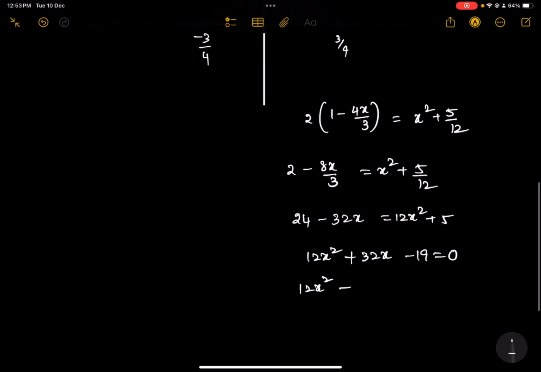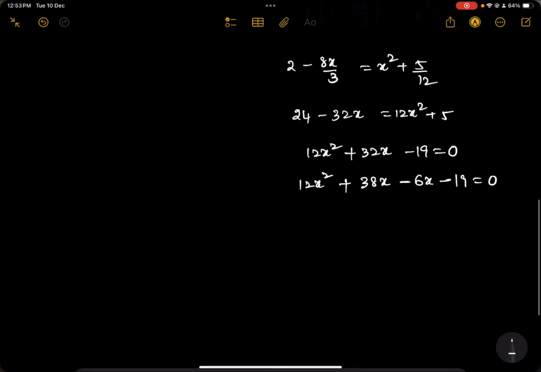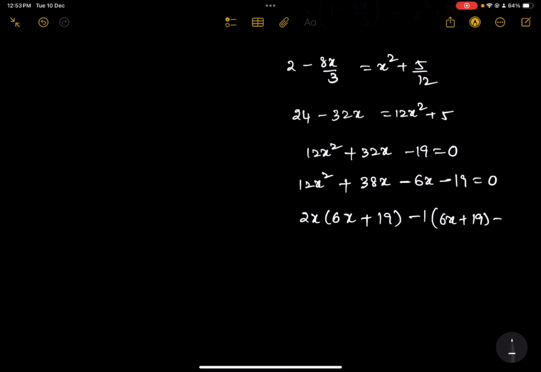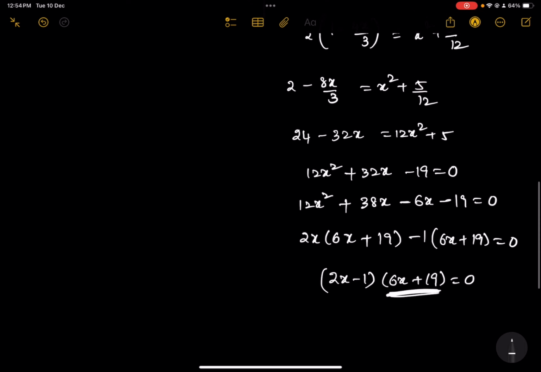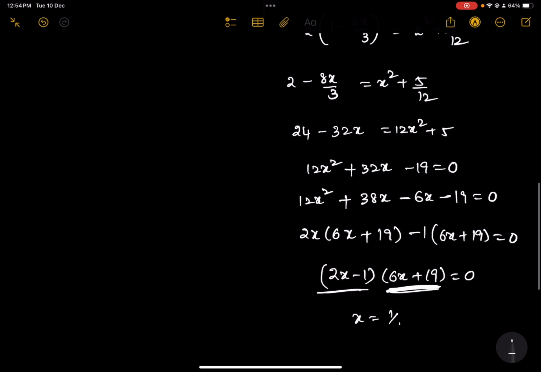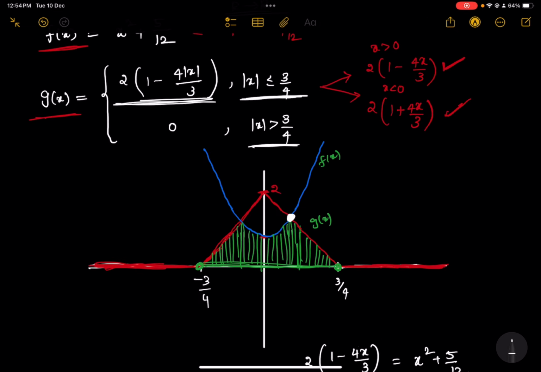So for 12x square, we should get 32 as the sum and the product is 19 into 12. So this can be written as 38x minus 6x minus 19 equals 0. So 2x into 6x plus 19 minus 1 into 6x plus 19 equals 0. So 2x minus 1 into 6x plus 19 is equal to 0. This will give a negative x value too, but we are solving for this point, so x should be positive. So x is equal to half. So the x coordinate of this point is 1 by 2.